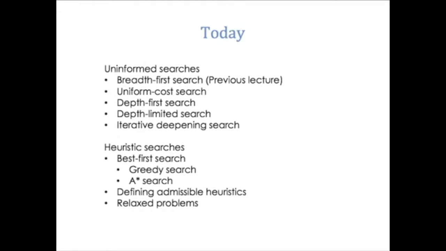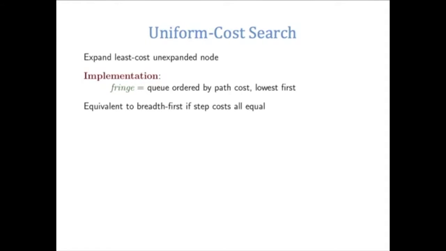And we'll look at two kinds of best-first search, one called greedy search, and then the other, which is sort of the classic search called A star. We'll look a little bit at defining admissible heuristics, and we'll take a look at relaxed problems in order to create admissible heuristics. So let's begin with uniform cost search.